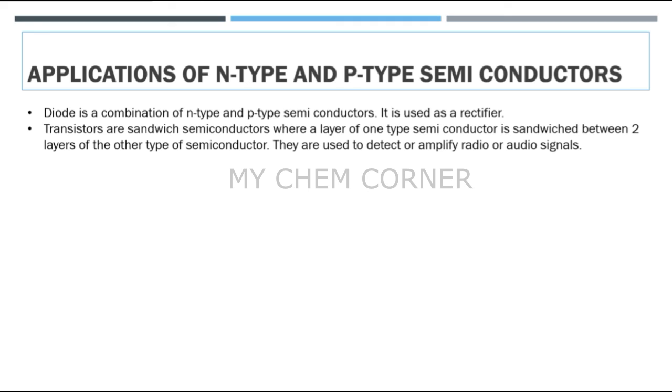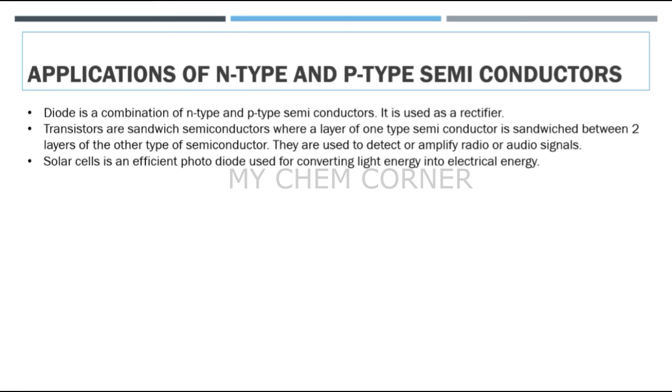This you would have probably learned in physics. How is it going to detect radio signals and all of that? You use this type of transistor. And the last one, solar cells, are efficient photodiodes used to convert light energy into electrical energy. So these are some of the simple applications that you can have under N and P-type semiconductors.